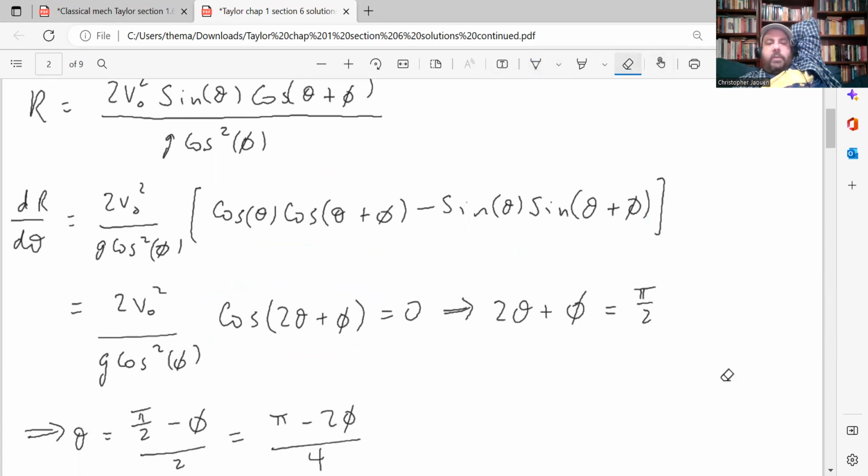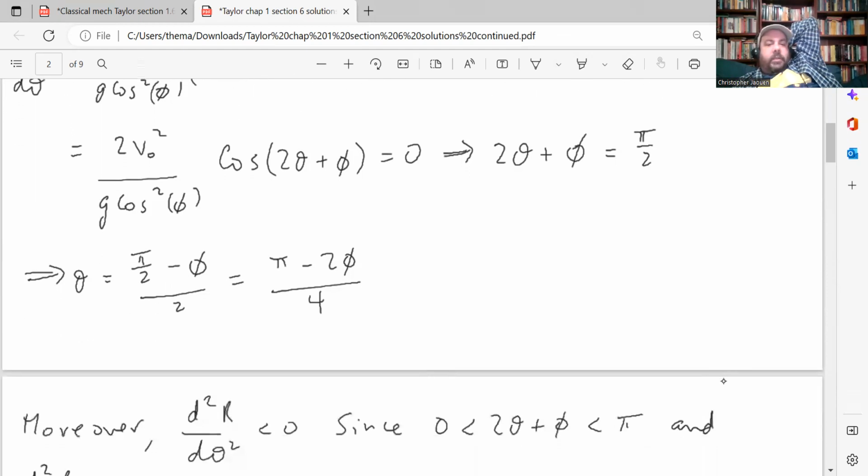I don't have to worry about coterminal angles because here, the hill can only be inclined from 0 to pi over 2, right? And I mean, you're not going to find a hill that's pi over 2, or at least not one that you're going to throw a ball up, you know what I mean? So 2 theta plus phi is pi over 2, and solving for theta, you get pi over 2 minus phi over 2, which you can simplify to pi minus 2 phi over 4.